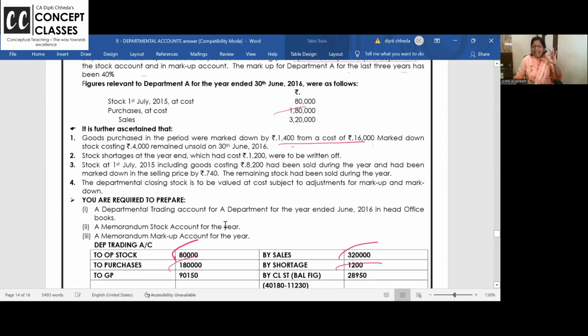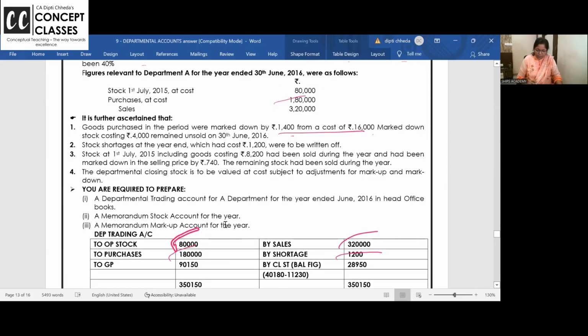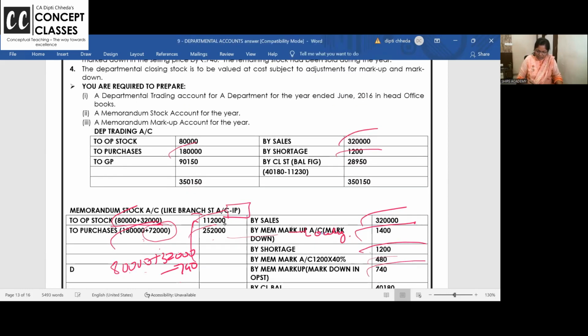चलो, it's very easy, 10 marks के लिए. और interesting भी है अगर आप logic से पढ़ोगे. Now, that's all. चलो, now we can't complete the trading account because GP and closing stock both is missing.